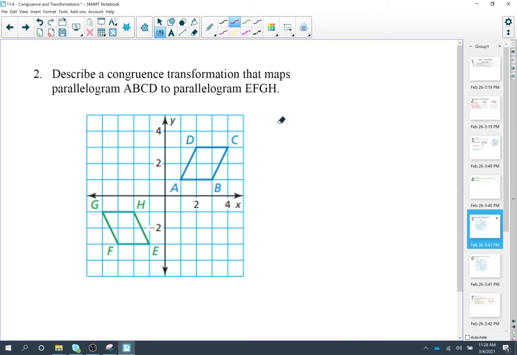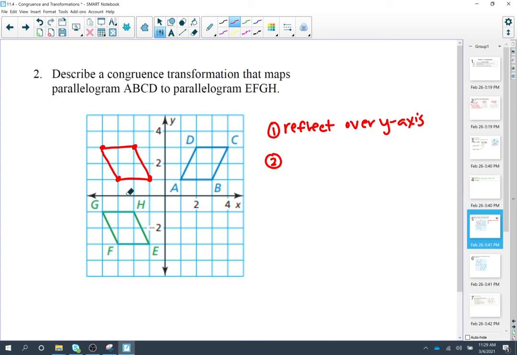So the first thing I'm thinking is maybe if I could reflect it over the y-axis, it would change its orientation. So point A is going to reflect over here, point D is going to reflect over here, point C will reflect to here, and point B will reflect to here. So now, if I look at my orientation, the guy in red is now facing up and to the left, and the guy in green is also facing up and to the left, which is what we wanted.